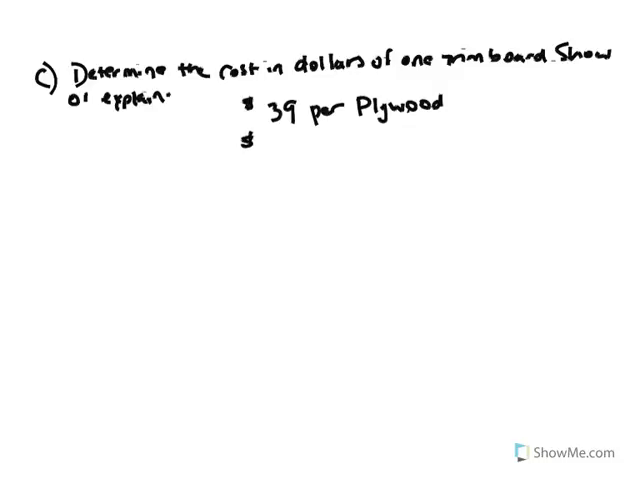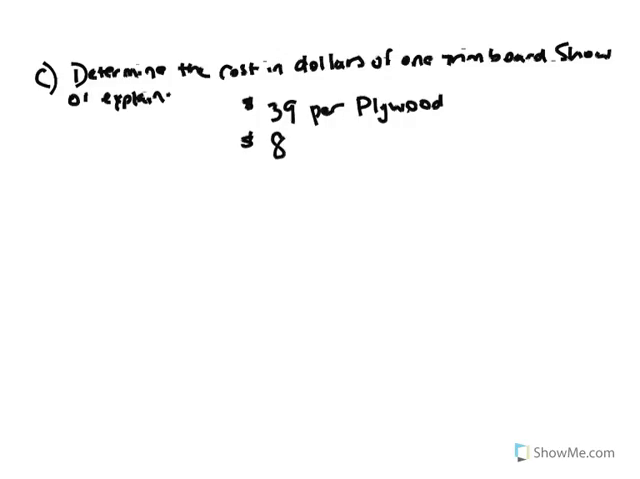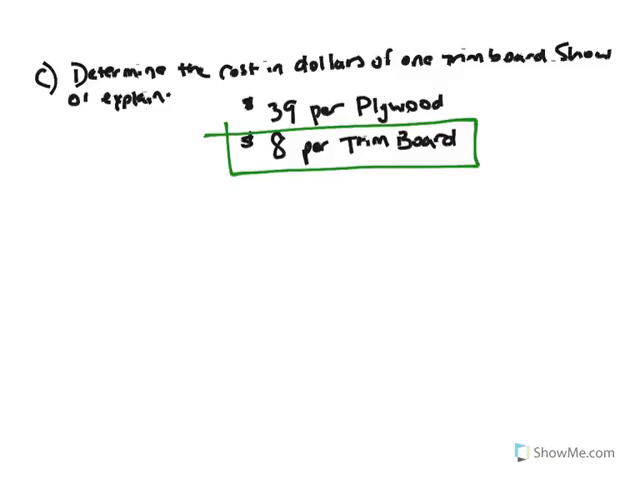Okay, so I'm taking this info from the chart. We have $39 per plywood. And we have, hold on, let me just double check, $8 per trim board. Okay, so the question is asking us, determine the cost in dollars of one trim board. Show or explain. Well, we already solved the systems of equations, so we know it's $8 per trim board. Easy enough.